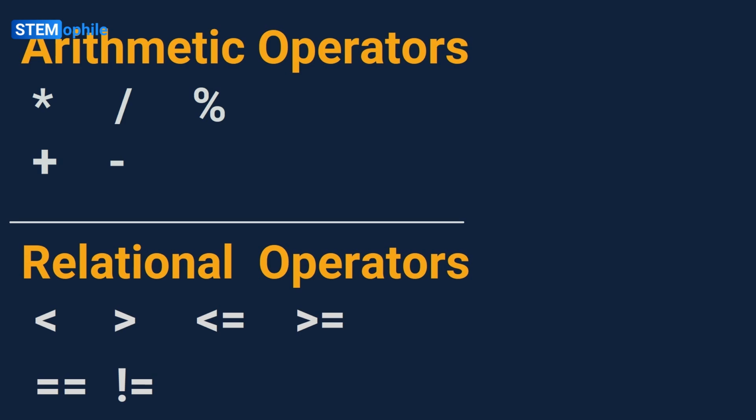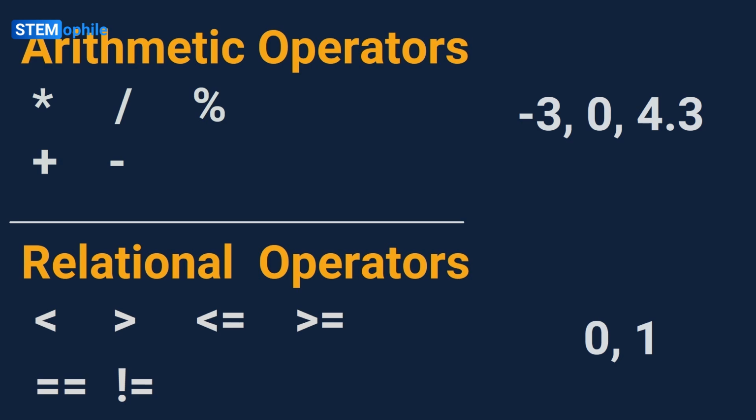Relational operators have less priority than arithmetic operators, which means if an expression contains arithmetic operators along with relational operators, the arithmetic operators will be solved first, and then the relational operators will be solved. These 4 relational operators have a higher precedence than these 2 relational operators. The result of an arithmetic expression can be any number, but the result of a relational expression will only be either 0 or 1, which means either true or false.